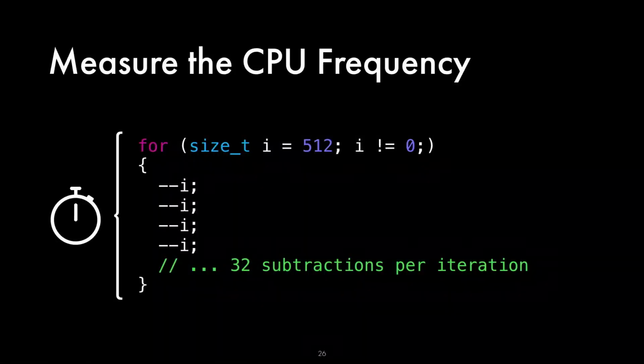So basically we have this unrolled loop where there's 32 subtracts per loop iteration, and we have 512 loop iterations. The reason for that is because the branch might take more than one cycle, so we need to amortize the cost of that. So we know the number of cycles. That's 512 times 32 here. We know the duration because we're going to time this whole block. So then if we take the number of cycles divided by the duration, we get the frequency in hertz.